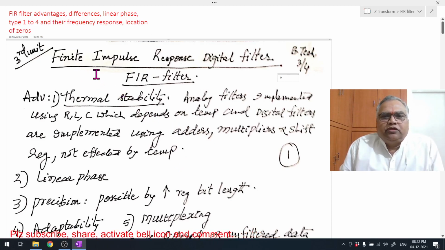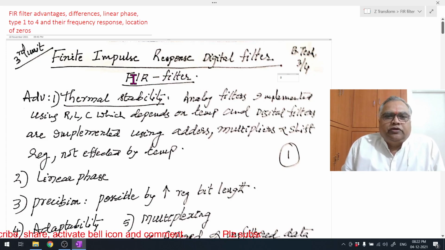Today's topic is FIR filter. FIR means finite impulse response digital filter. This is the third unit.